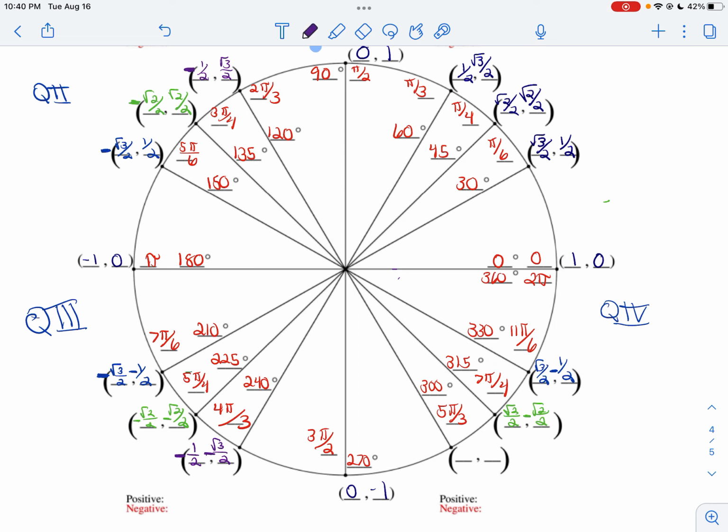Okay, now in quadrant 4, I need to find an angle whose reference angle from the terminal side to the nearest x-axis is 60 degrees. And so obviously that's going to be here at 300 degrees. And our ordered pair there is going to be the same as 60 degrees, which is 1/2, square root of 3 over 2. But in this quadrant, our x's are positive, our y's are negative, so that becomes a negative value.